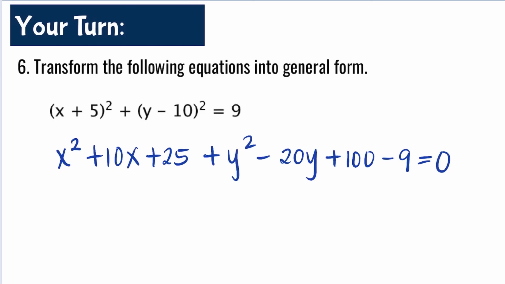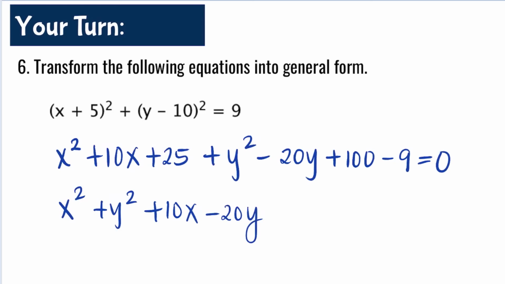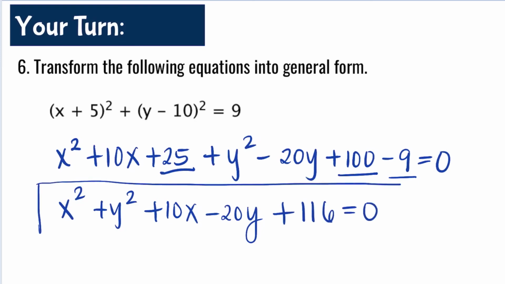Rearranging the terms and combining like terms, we have first x² + y², followed by 10x and negative 20y. And then we combine the constants. 25 plus 100 is 125. 125 minus 9 is 116. So we have plus 116 is equal to 0. The general form is x² + y² + 10x - 20y + 116 = 0.